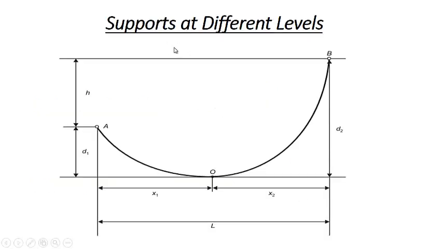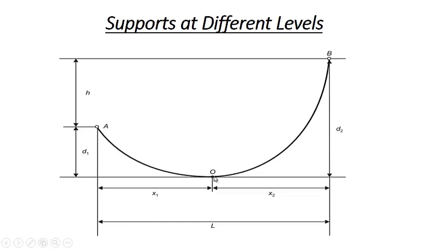So let us now discuss when the supports are at different levels, not the same level from the ground, and how these equations can be used to find the minimum point or other clearances from the ground. Again we assume that capital L is the span, the distance between the two supports, two poles. A and B are the two top points of the poles, and the conductor is hanging between these points A and B.